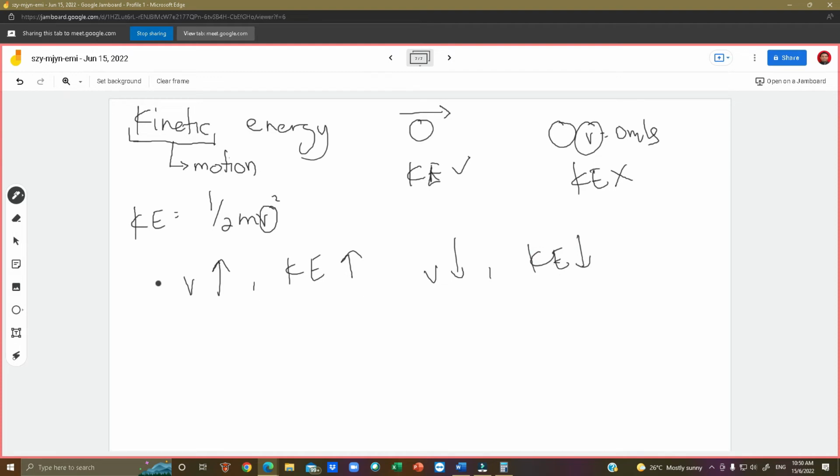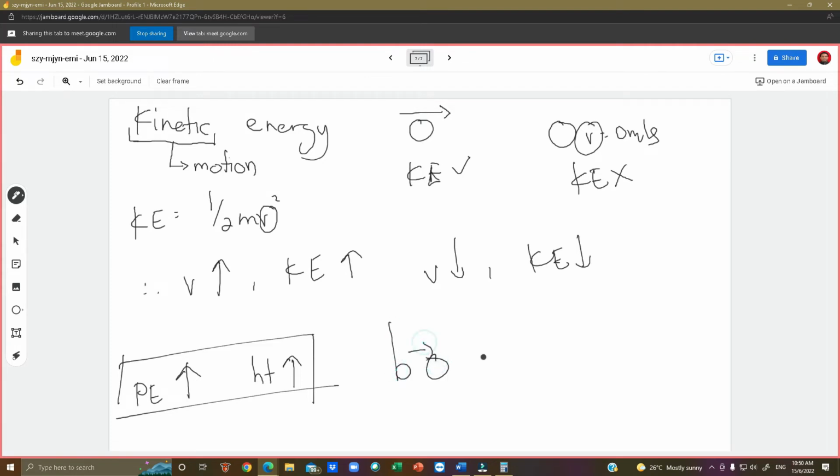Ni konsep dia. Okay. This is the concept. Tadi konsep yang kita belajar, PE paling maksimum dekat height yang paling maksimum. Okay. Now, we have KE, which has a direct relation with velocity, because kinetic is motion. More motion, more kinetic energy. Less motion, less kinetic energy. Example, we have a ball. We kick the ball travel.